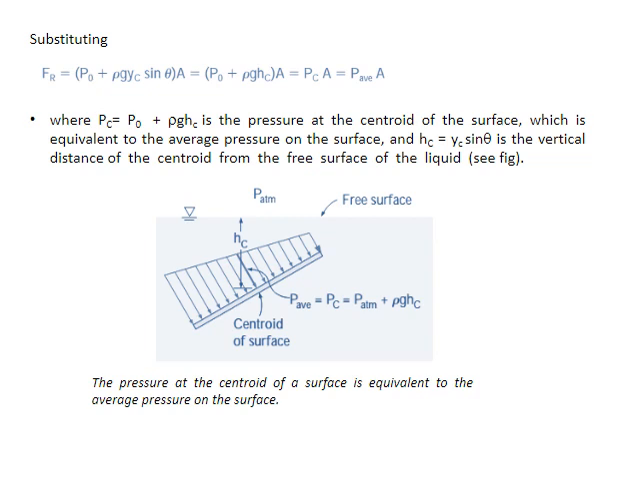So what will be the expression? Fr is equal to (P0 plus rho g hc) into A, and P0 plus rho g hc we can write as equal to Pc, the pressure at the centroid of the surface, which is equivalent to the average pressure on the surface. So that will be equal to P average into A.